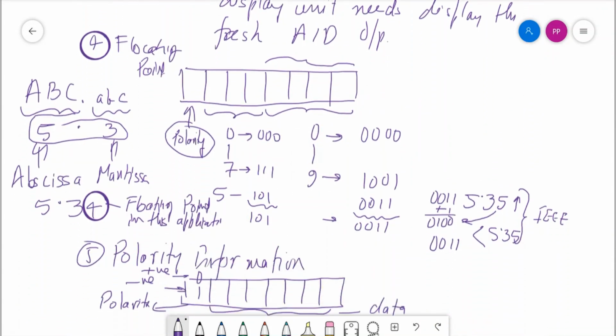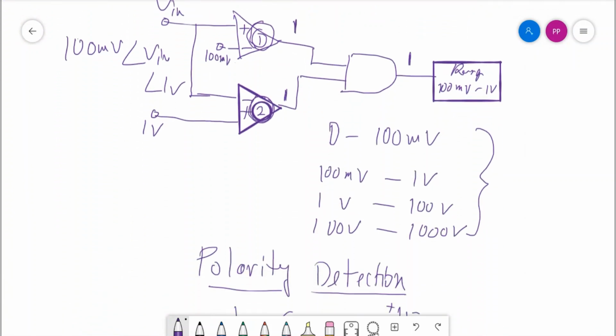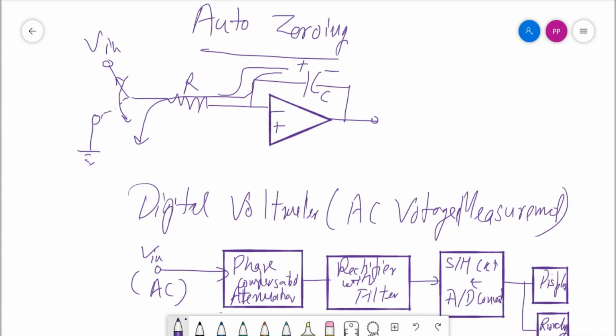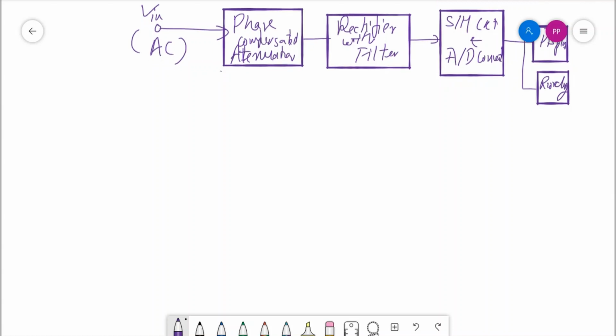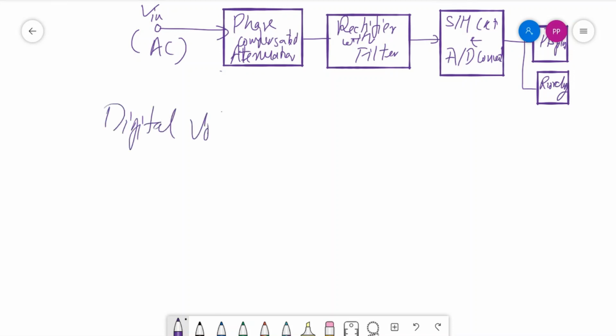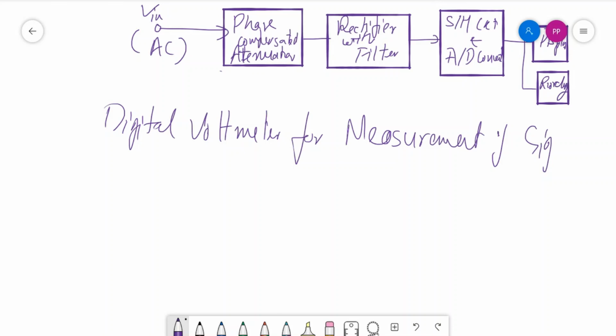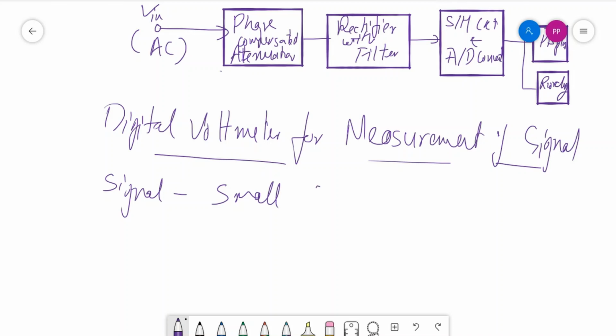So let us go a little ahead and see how the digital voltmeter is used for measuring small fluctuating voltages, that is, digital voltmeter for measurement of signal. Signal means small fluctuating voltage.